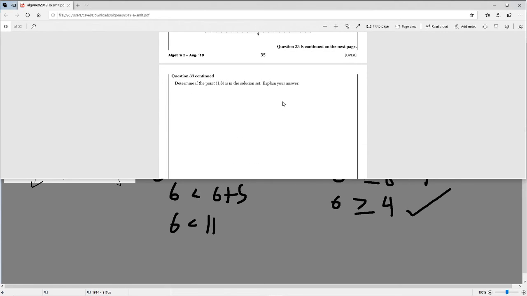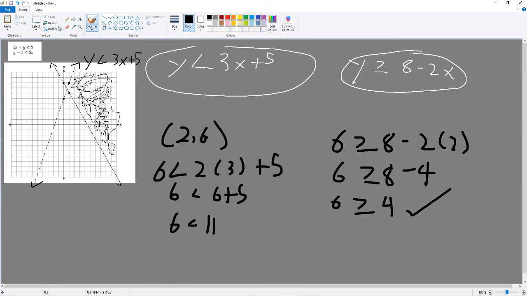So we graphed it, determine if the point 1 comma 8 is in the solution set. So let's see, 1 comma 8, 0, 1, 2, 3, 4, 5, 6, 7, 8. Is it? Well, let's see. Since it's on the dotted line, it's technically not, because it has to be within this border, right? I mean, anything on this line is good, right? But as soon as you hit this dashed line, there's no good. Okay, so let's try that right now. Let's actually see it for ourselves.